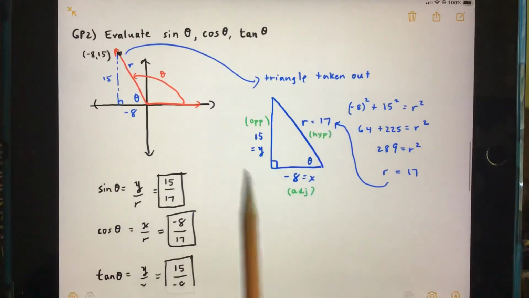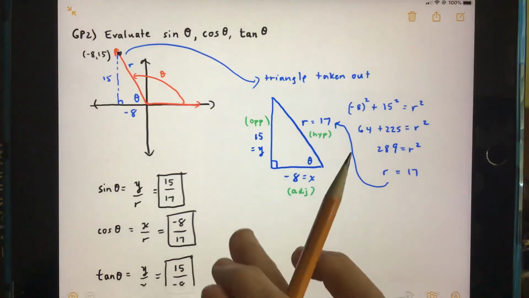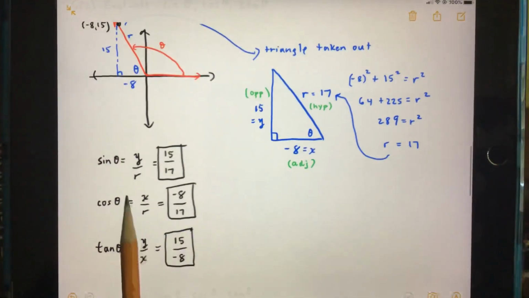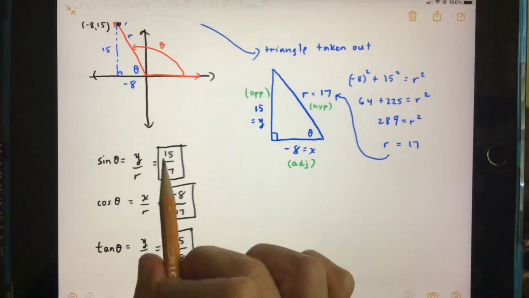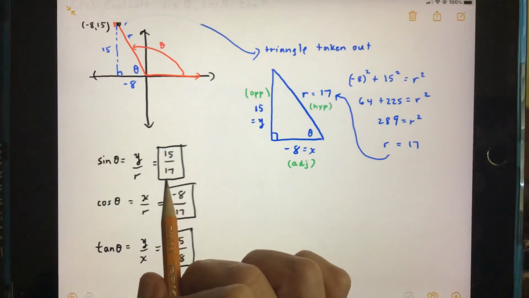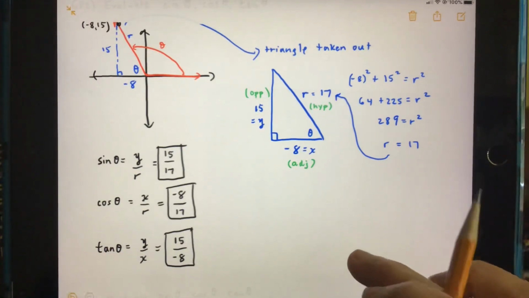Now we take all this information, our y value, our x value, and our r value, and plug them into the definitions for sine, cosine, and tangent. Sine is y, that's the opposite, over r, that's the hypotenuse, so 15 over 17, done. That's as simplified as you can make it. Cosine is x over r, which is adjacent over the hypotenuse, that's negative 8 over 17. Again, that's fully reduced in simplest radical form. Tangent is y over x, that's opposite over adjacent, that's 15 over negative 8. And again, simplest radical form, we're done. There's no further simplifying to do.